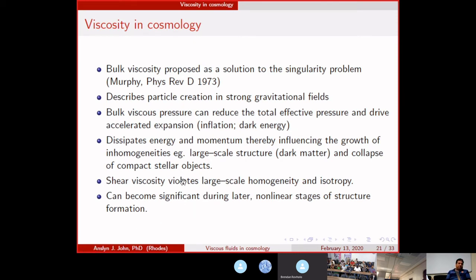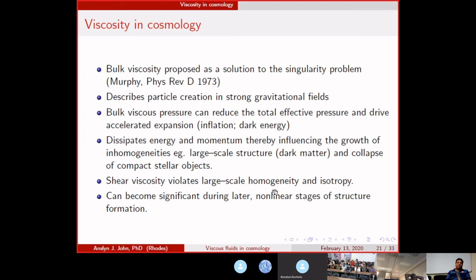If you look at structure formation, which is an area I work on, viscosity dissipates energy and momentum and plays a role in the growth of inhomogeneity. So large-scale structure, which consists of dark matter, will grow in a way that is affected by loss of energy. So viscosity, if it does occur in dark matter, will certainly influence the formation of large-scale structures as well as its evolution. And it will also play a role in much smaller systems like compact stellar objects. Okay, so there's quite a lot of scope for looking at dissipative processes in cosmology and in astrophysics.